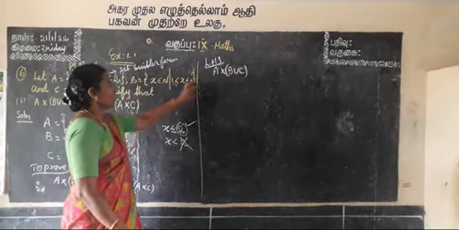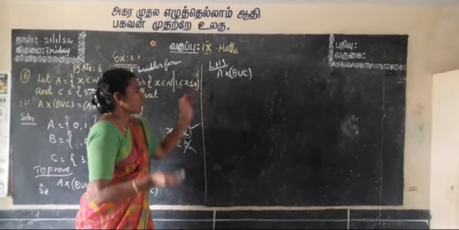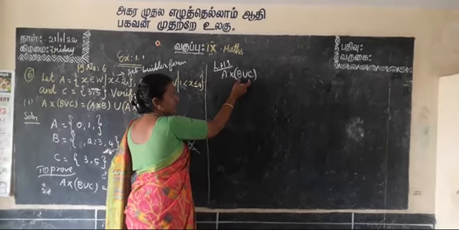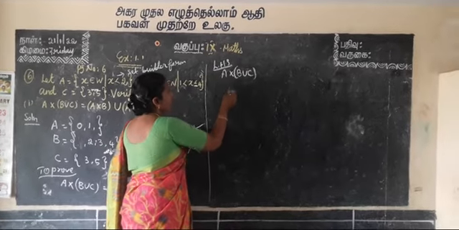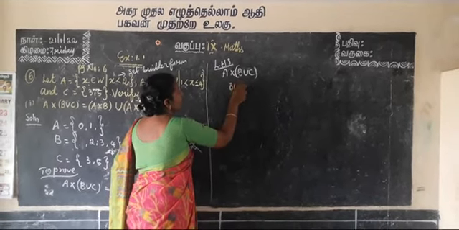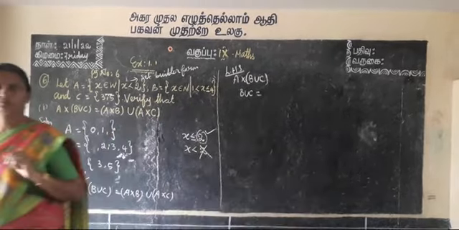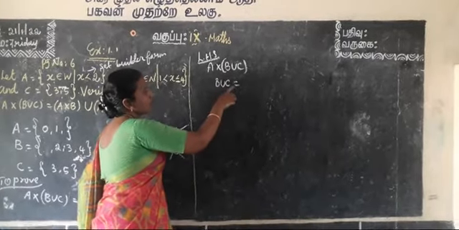Now in that function, which one do we want to prove first? The bracket, inside that function. What is given? B union C. First you have to prove B union C.